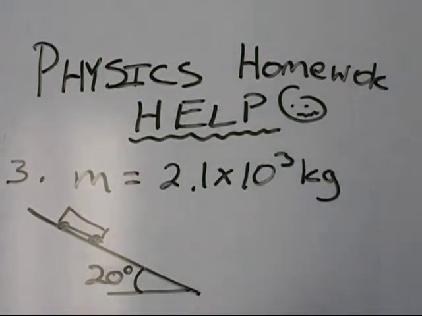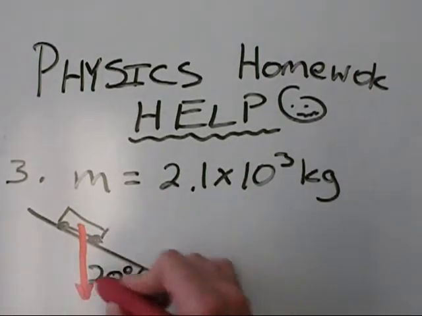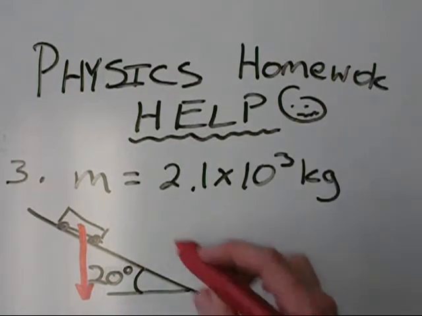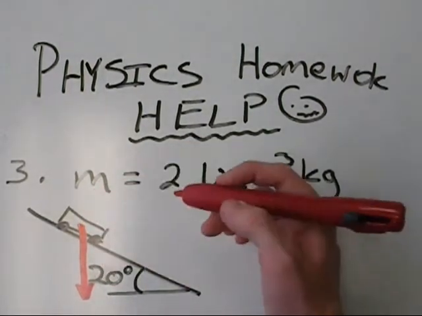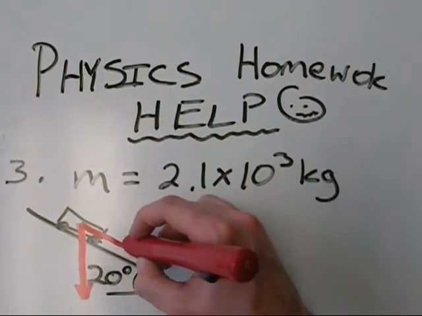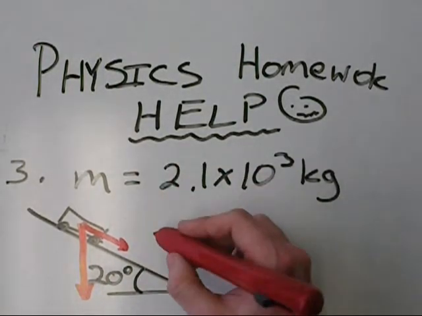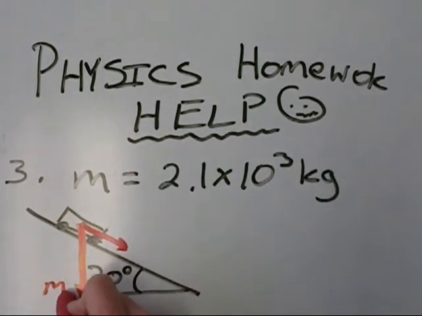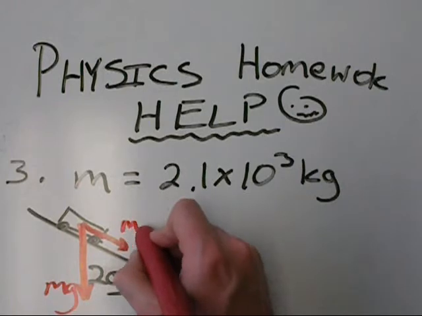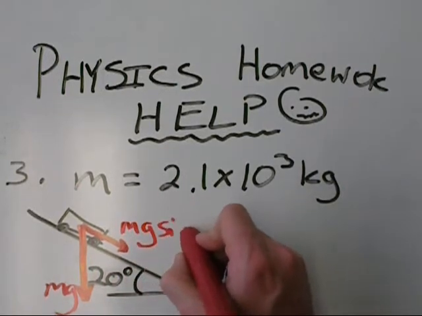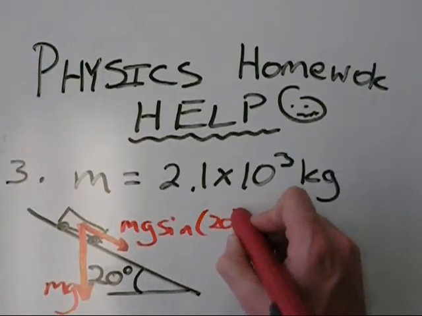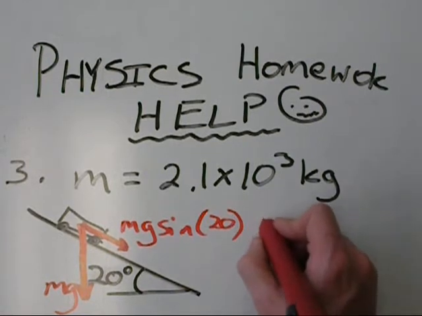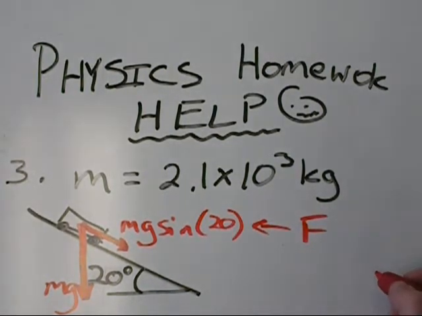So because the car is on a ramp, the force acts downwards, so we have to use some of the stuff that we did in chapter 3 with the stuff on an incline, and chapter 4 too. So if this is the gravity, mg, this one's mg sine of 20. Okay, this is the F that we're going to use when we do the work energy theorem.